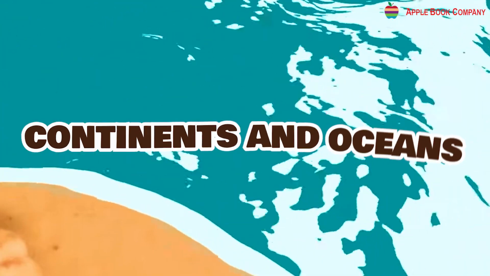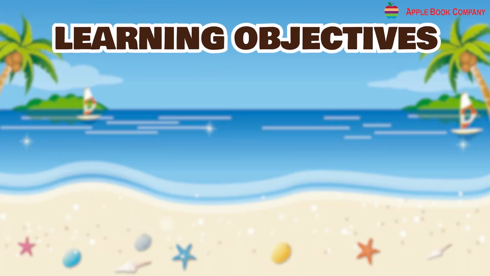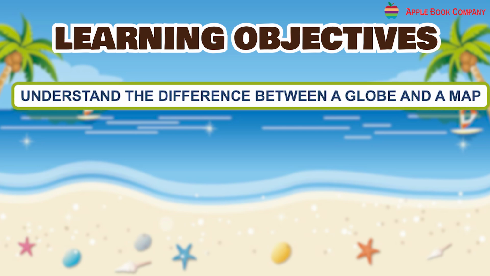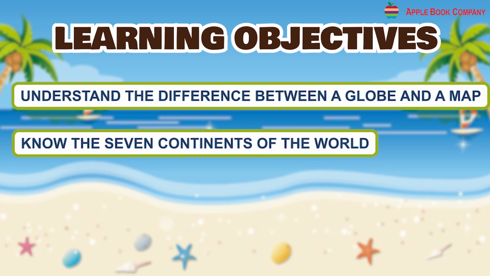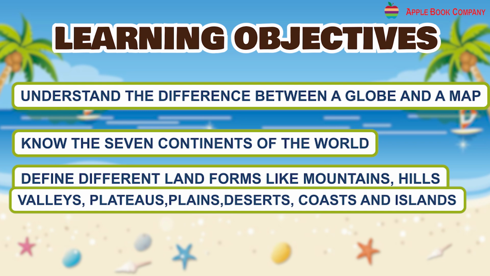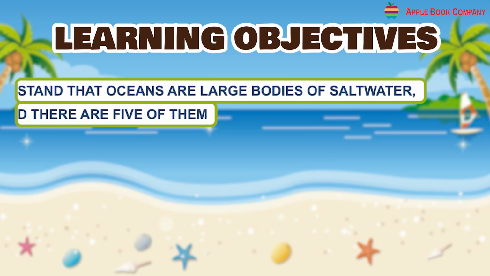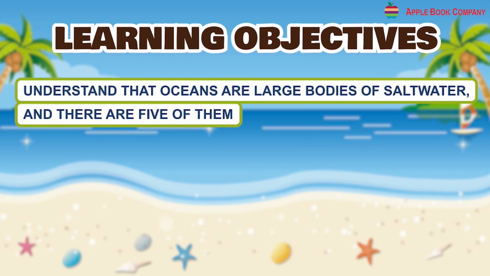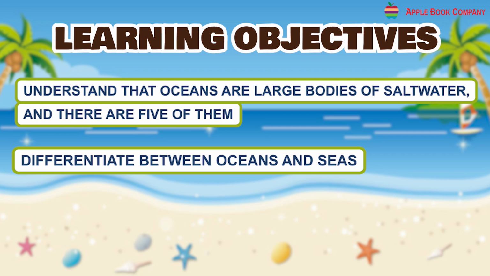Continents and oceans. Learning objectives. Understand the difference between a globe and a map. Know the seven continents of the world. Define different landforms like mountains, hills, valleys, plateaus, plains, deserts, coasts, and islands. Understand that oceans are large bodies of salt water and there are five of them. Differentiate between oceans and seas.